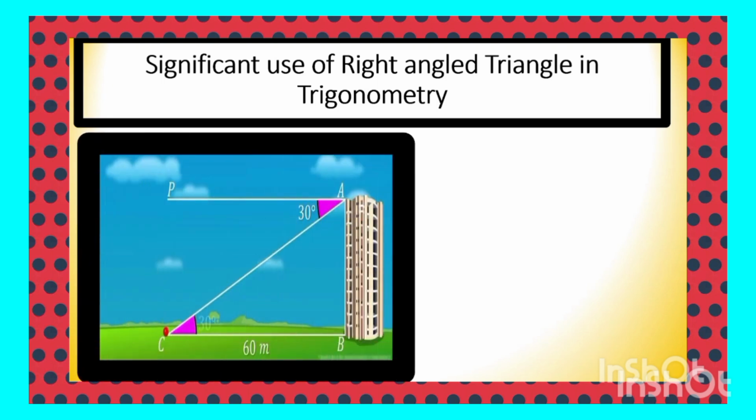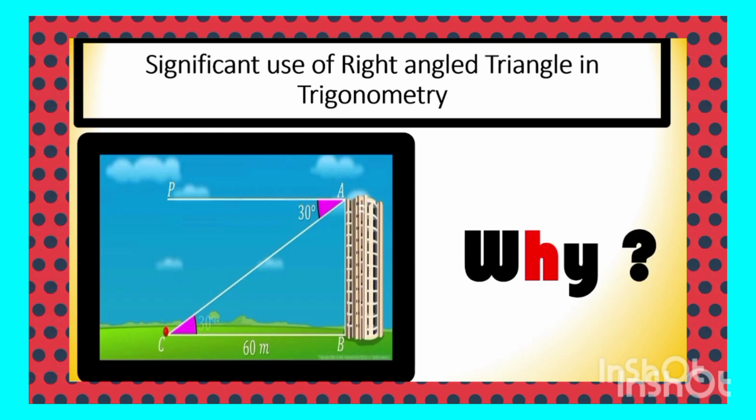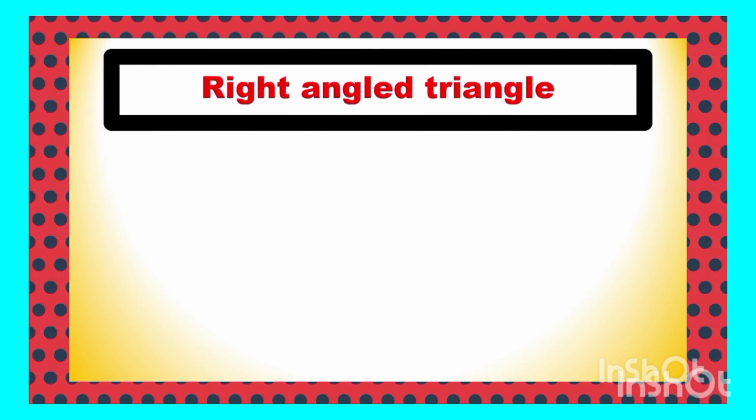Because in trigonometry you have to find, as an application, the height of a building. The building makes a right angle with the ground, creating a whole structure in the shape of a right angle triangle. So to study trigonometry, the right angle triangle is most important to know. So we are going to discuss the three most important components.